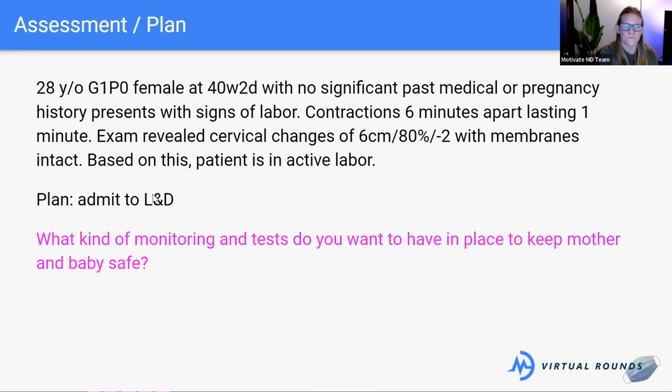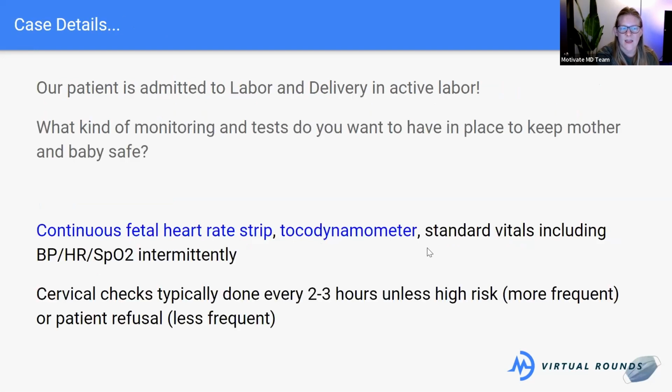So she gets all the information that she needs, and we'll hook her up to the monitors. Our plan is to hook her up to a fetal heart rate strip, called a tocodynamometer. I can never say this right. This is going to measure both the contractions that mom is having as well as the fetal heart rate. And then we're also going to monitor her vitals, including blood pressure, heart rate, and oxygen saturation. Usually we don't just hook people up to all of the wires and monitoring when they're in labor.